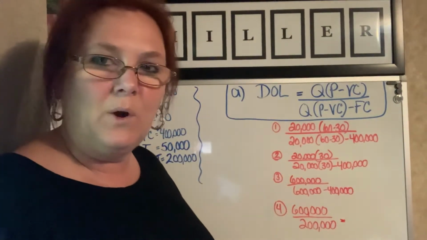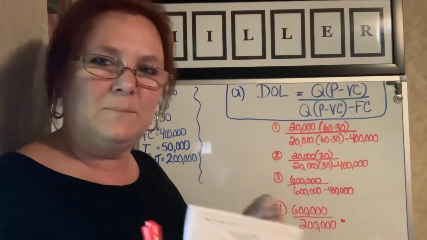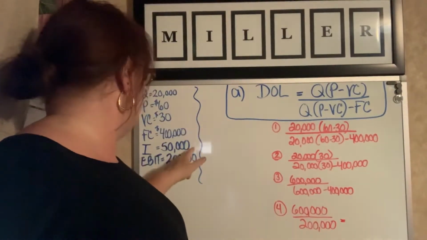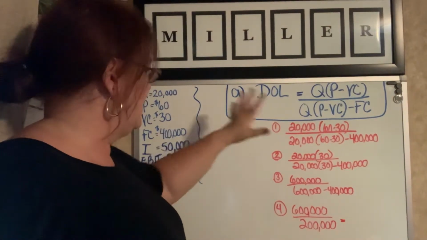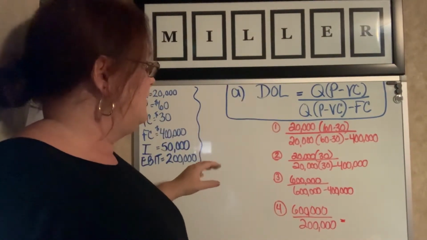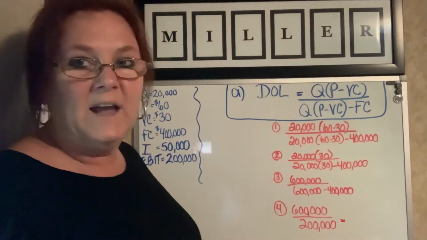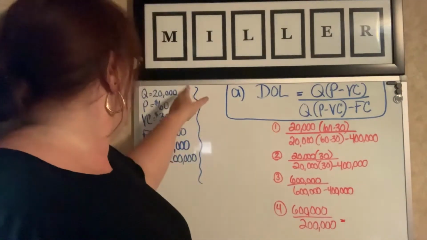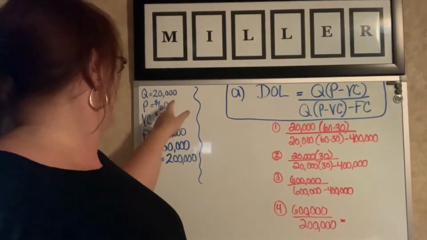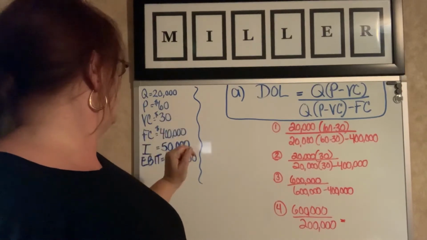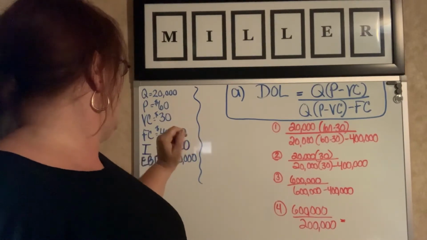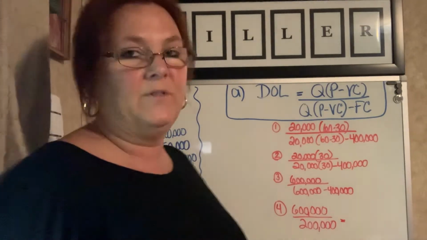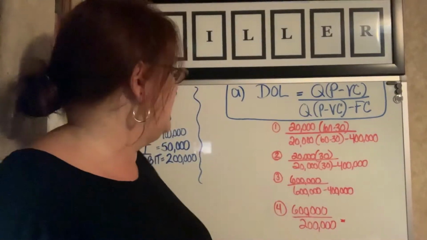Again, kind of like Accounting 101, it's more of like a puzzle. You get the bits and pieces of information, where do you put it? So I like to take all of my bits and pieces of information that I know I'm going to use for these various formulas, and I like to put them off to the side so I don't have to constantly refer back and accidentally grab the wrong number. So I have my quantity of 20,000, my price $60, my variable cost 30, my fixed cost 400,000, my interest 50,000, and my EBIT 200,000. So I have all those numbers ready to plug into my formulas.